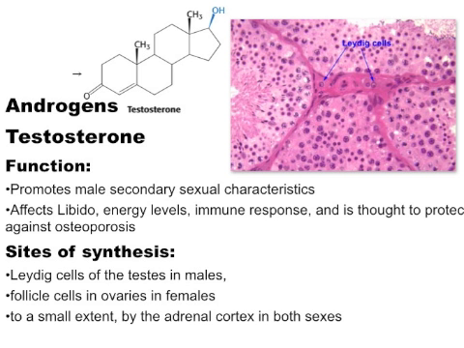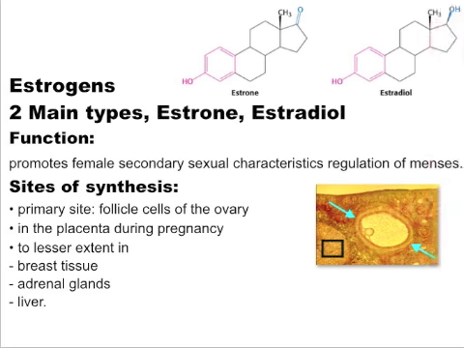In this micrograph that's shown here, we see Leydig cells that are found between seminiferous tubules and the testes. These Leydig cells help to support the growing sperm much the same way as follicle cells help to support the growing egg. There are two main types of estrogen, estrone and estradiol.